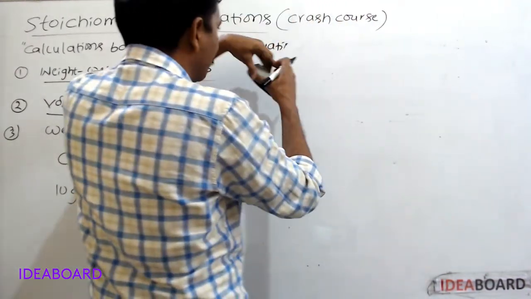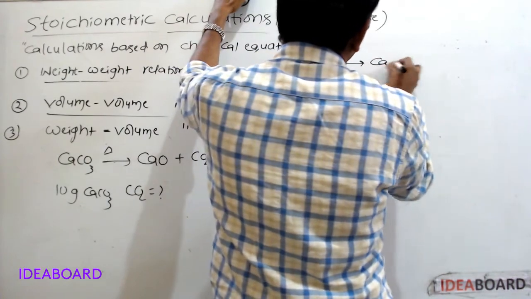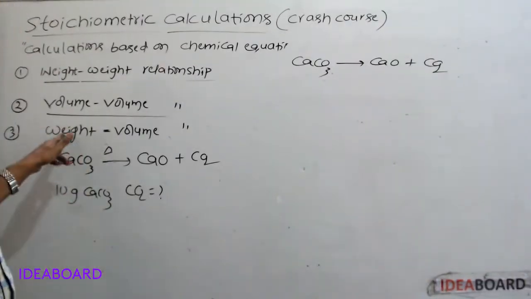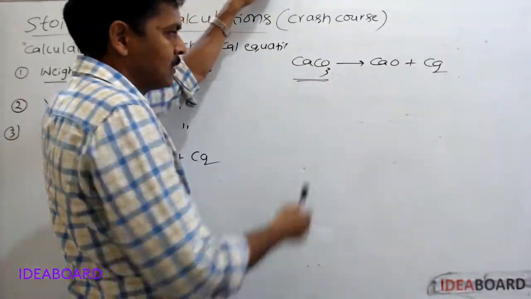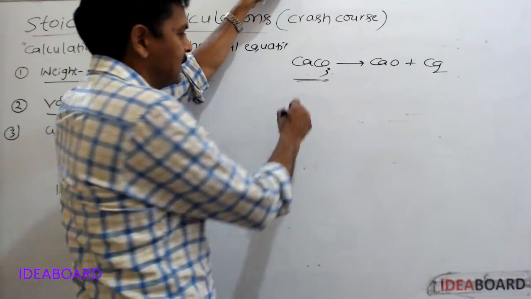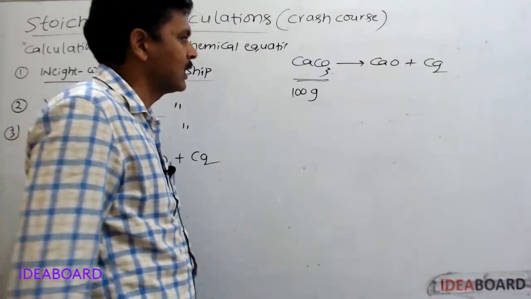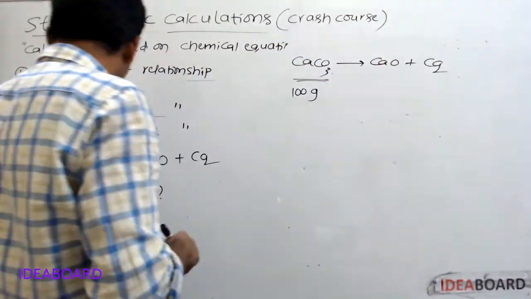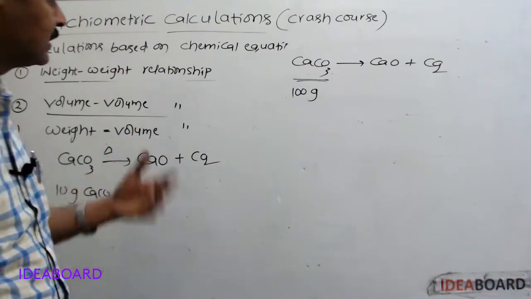First, we should write the stoichiometric equation. CaCO3 on heating, CaO plus CO2 gas are formed. Weight volume. I am taking weight of calcium carbonate. 1 mole of calcium carbonate means 100 grams. Because here we should calculate volume of CO2 gas liberated and weight of CaCO3 is given.